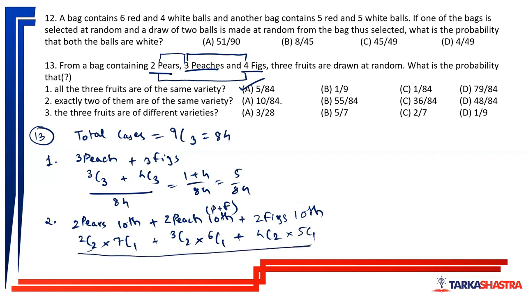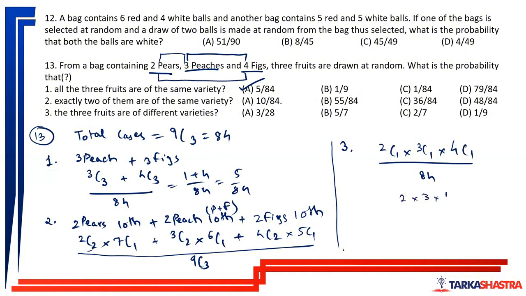Total divided by total number of cases, that is 9C3, or 84. I hope you can calculate this. Third one, the 3 fruits are of different varieties. So first one must be pear, 2C1. Second one must be peach, 3C1. And third one must be fig, 4C1. Upon total number of cases, 84. So 2 into 3 into 4 by 84. 4 ones are, this is 21 are, 3s are 7. Probability will be 2 by 7.